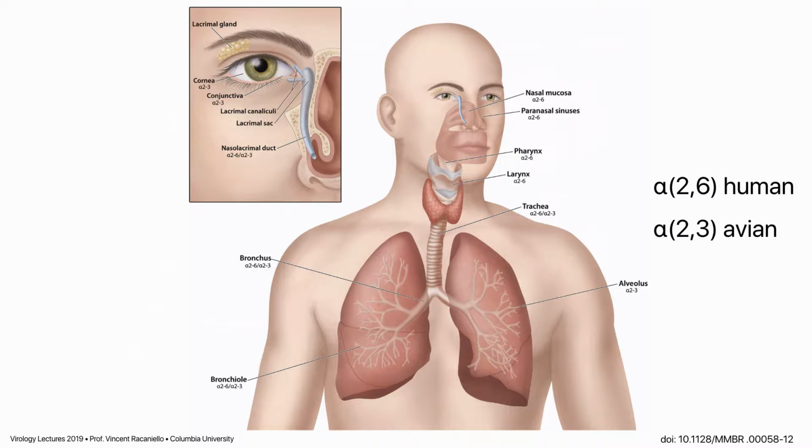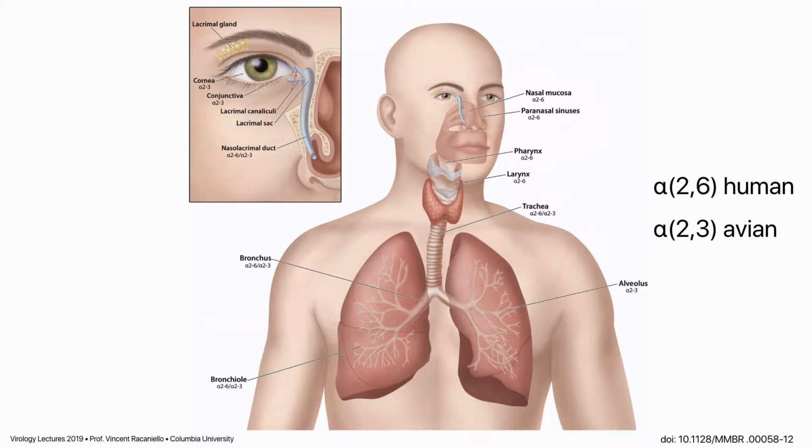So you can see in our upper tract we have all alpha-2,6, nasal mucosa, pharynx, larynx, etc. And so that's where the human viruses initially replicate. And then down in the trachea there's a mix of alpha-2,6 and alpha-2,3, the same with the bronchus and the bronchioles. Human viruses can replicate throughout the tract. Now, avian viruses are not likely to infect the upper tract.